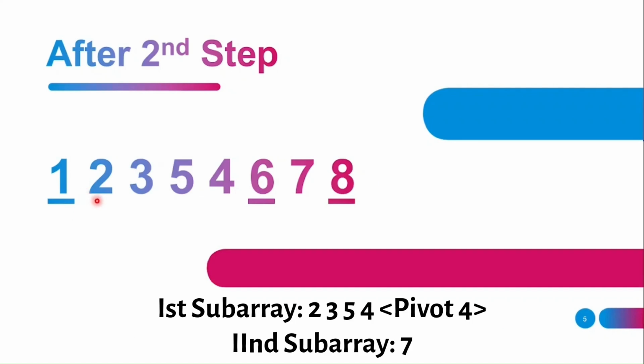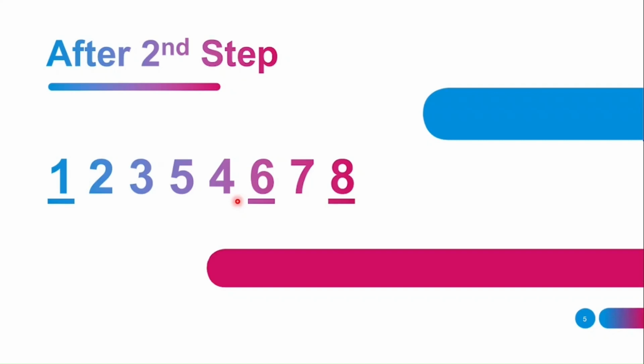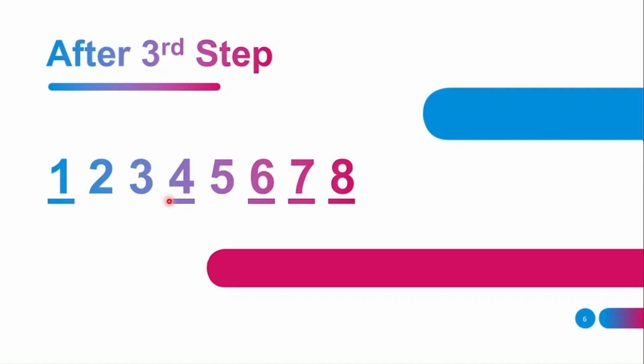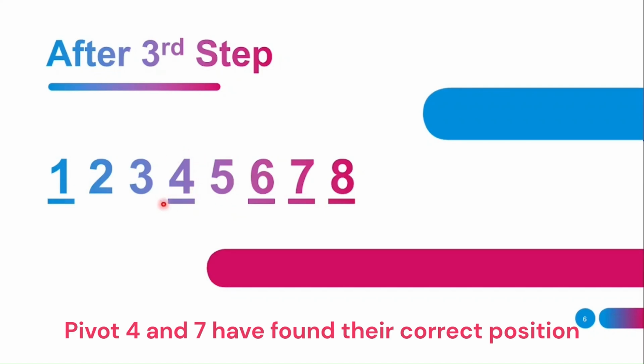Now these are the two subarrays obtained. As this subarray has only one element, there is nothing to sort. So no sorting would be performed on this subarray, but in this subarray we'll be choosing 4 as our pivot. Again, after undergoing partition, 4 will find its correct place. See, 4 has found its correct place.